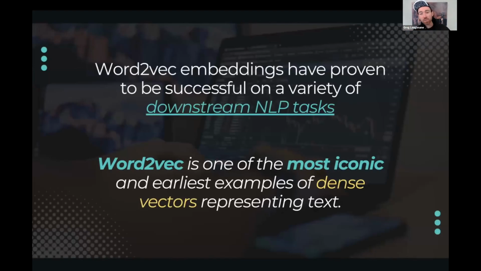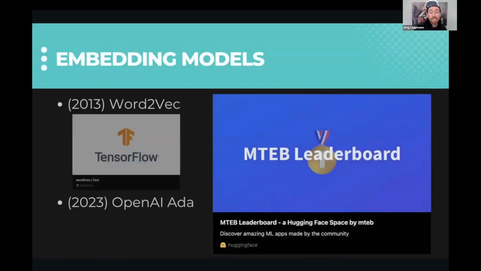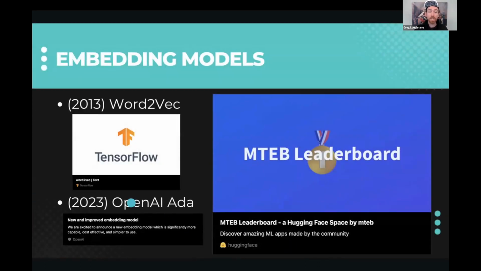And so the idea is that even back then, they called out, they said, well, this is really useful for many downstream tasks. We obsess over this language today with LLMs. It's very important to focus on downstream tasks. And Word2Vec is one of the most iconic and earliest examples of dense vector representations. Dense vector. Today, we have much better embedding models like OpenAI's Ada, which we'll be getting started with today.